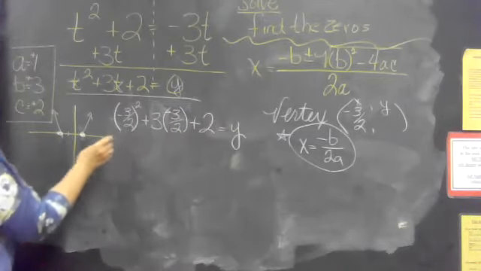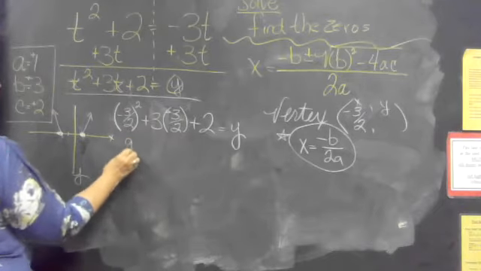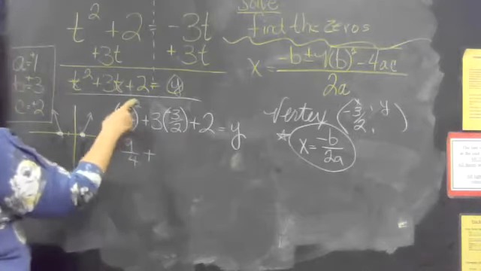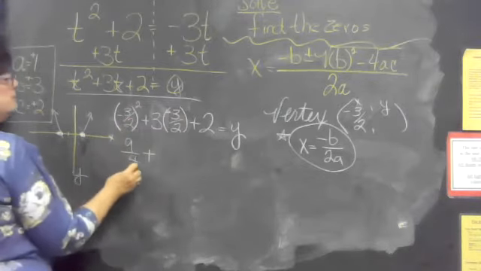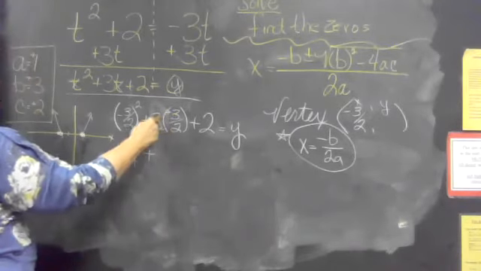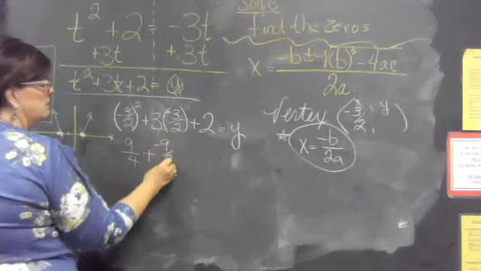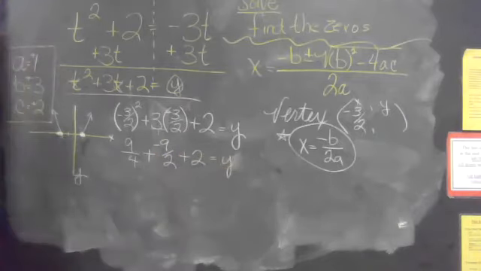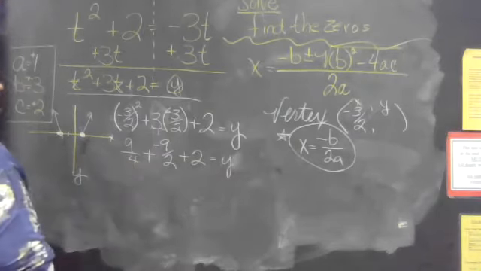So we're going to square this. Remember, anything squared is going to come out positive. So we have 9/4 plus, because 3 times 3 is 9, 2 times 2 is 4, 9/4 plus, and remember, if you're going to multiply fractions, you can multiply the tops, negative 9/2 plus 2 equals y. Now you can either find common denominators or you can use your calculator here.